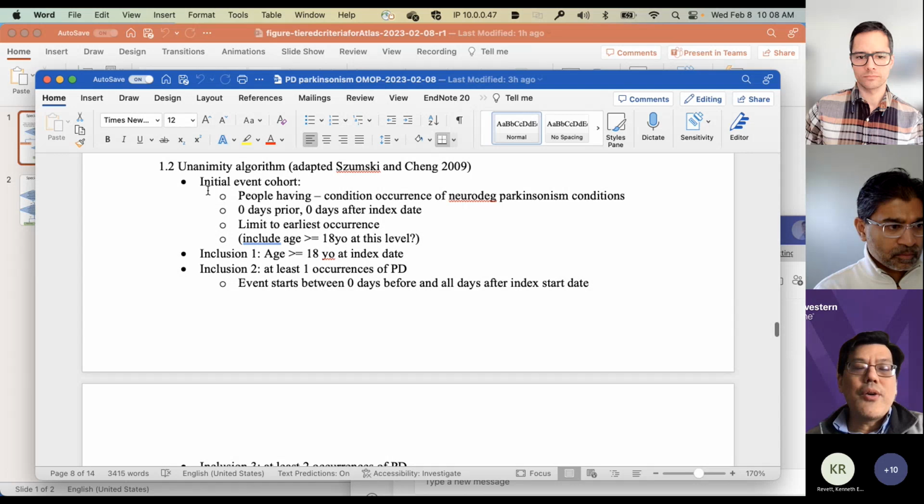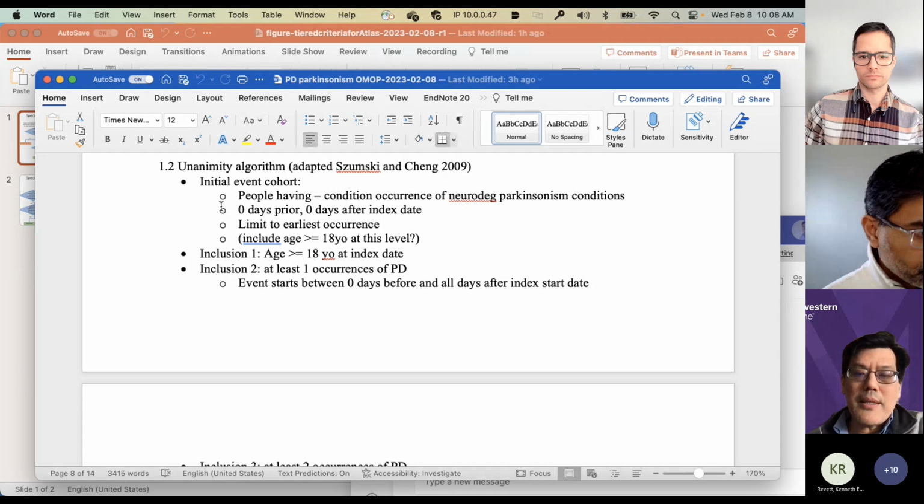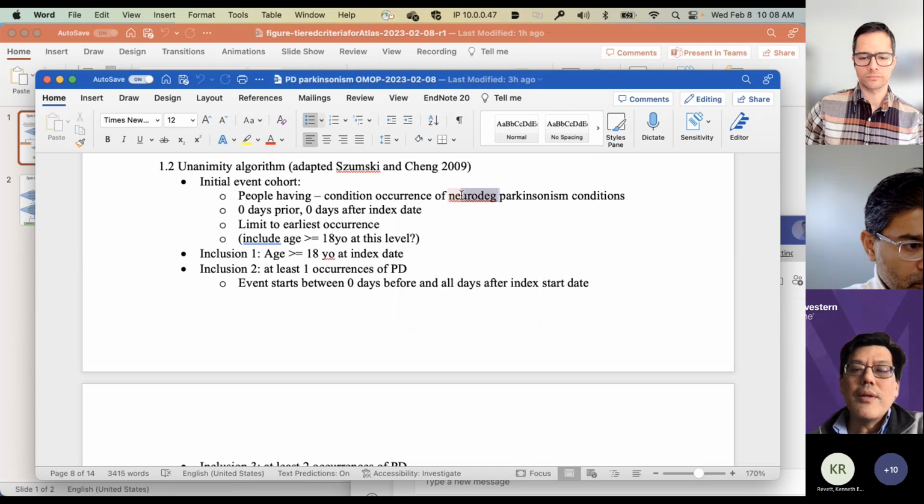So the initial event cohort, and this was adapted from Ryan's implementation from last year. I have redone the concept sets so that I think they are more reflective and more accurate to what we want. So the initial event cohort is people having a pretty broad, and it's actually not even neurodegenerative Parkinson, it's now just Parkinsonism condition. So it's pretty broad, finding the earliest occurrence.